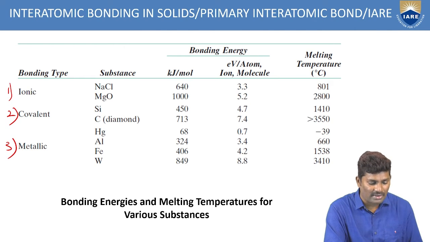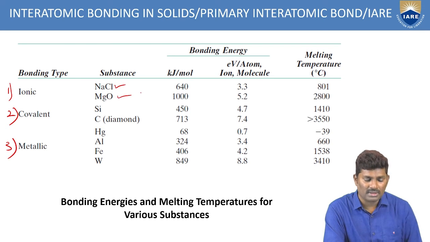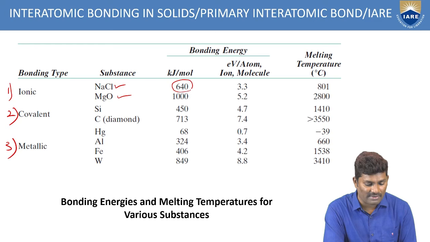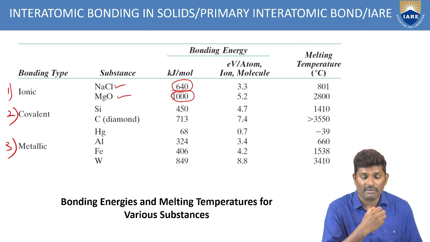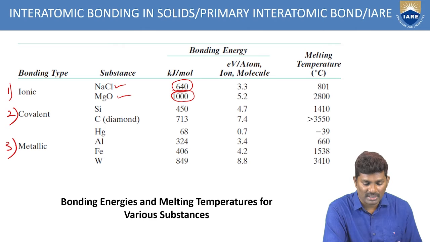If you look at the ionic compounds, you have NaCl and MgO. If you compare the bonding energy, how much do they have? NaCl has 640 kilojoules per mole, and MgO, magnesium oxide, has 1000 kilojoules per mole of bonding energy. That means MgO is very strong compared with NaCl.